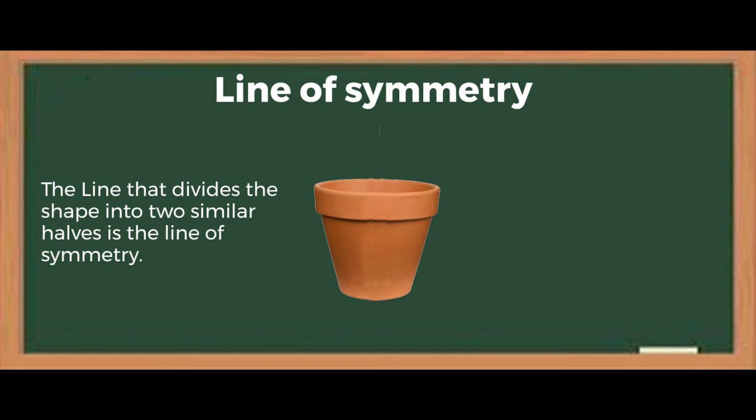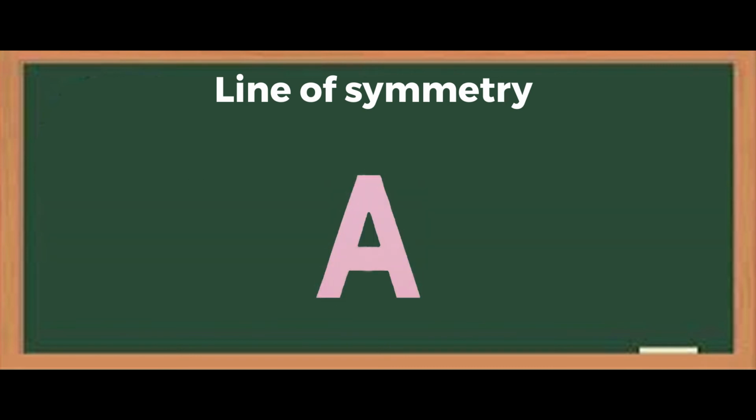Let us write the alphabet letter A and draw the line of symmetry. Can you do it? Okay, so if you have done it this way, this is a line of symmetry.